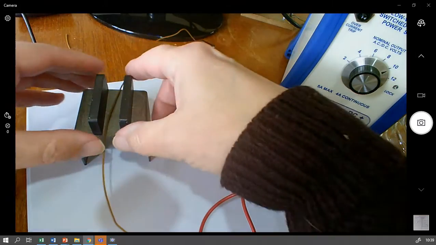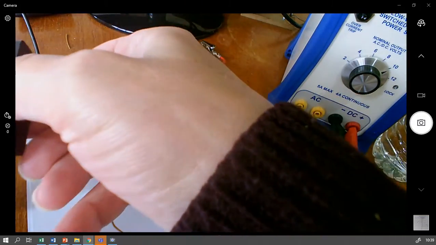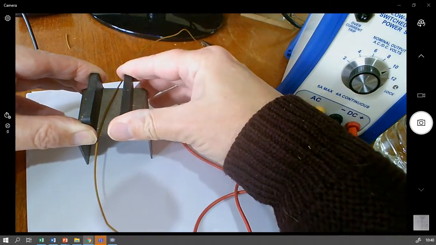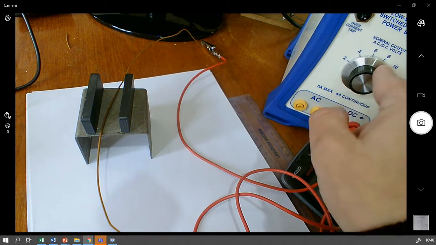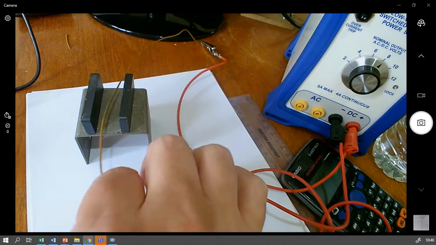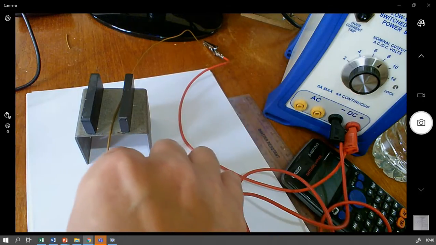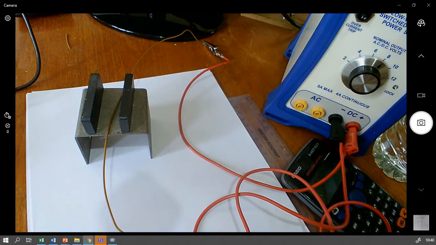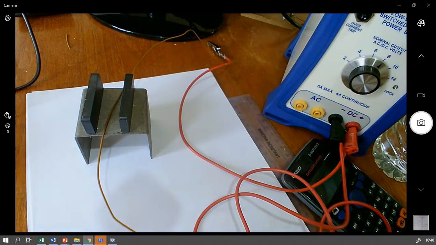Here I've got two magnets, and you can see them attract across there with a magnetic field. I've also got a power supply, set to 10 volts, actually a bit less. And here's a wire connected straight into the power supply. When I switch the power on, a current will flow through the wire and it jumps up. There you go.